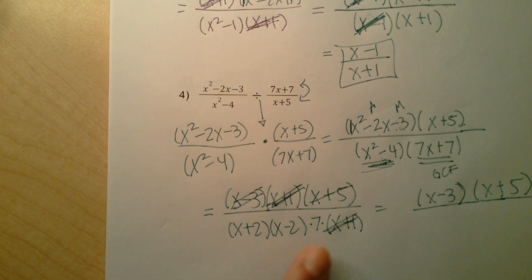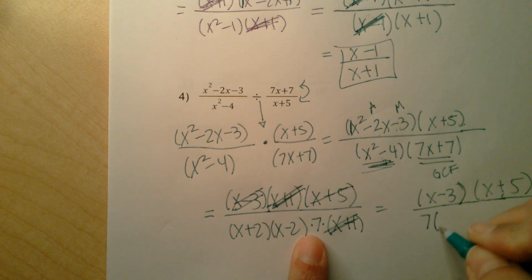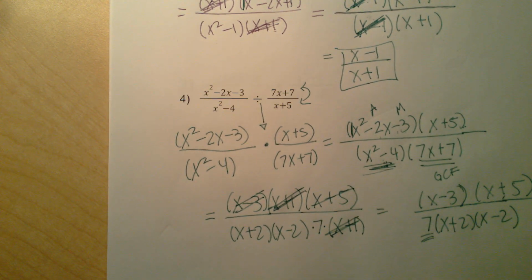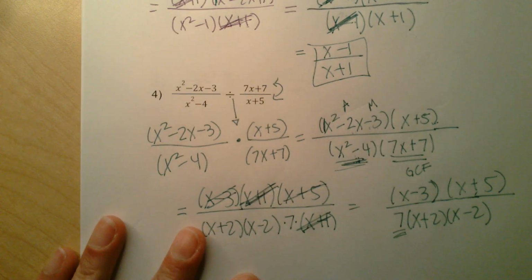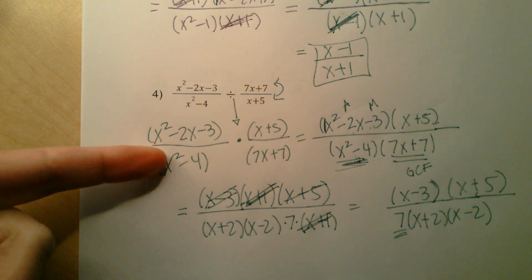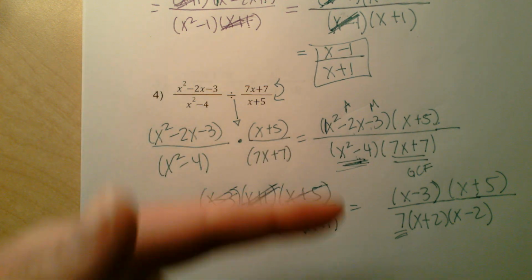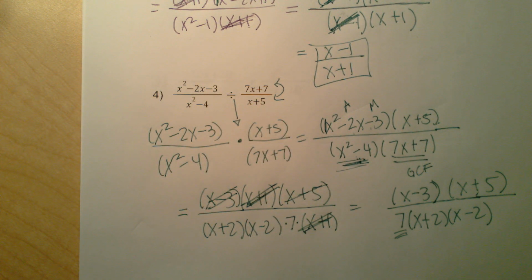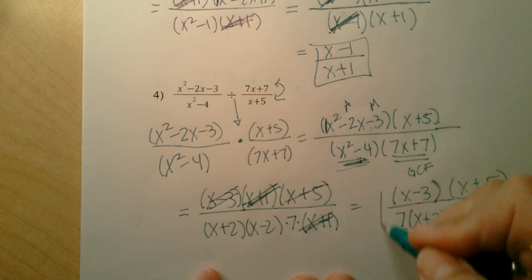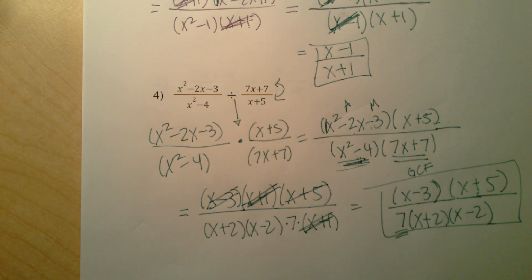And then, nope, everything we can rewrite. I like to rewrite the 7 in front. 7 times x plus 2 times x minus 2. I always like to write that number if there's a number. And that's it. We noticed it's division. So we had to multiply by the reciprocal. We brought it together with one fraction bar. We factored what we could. We cross out what we needed to. And this is our answer. And that's been multiplying and dividing rational expressions. Hope it helped.